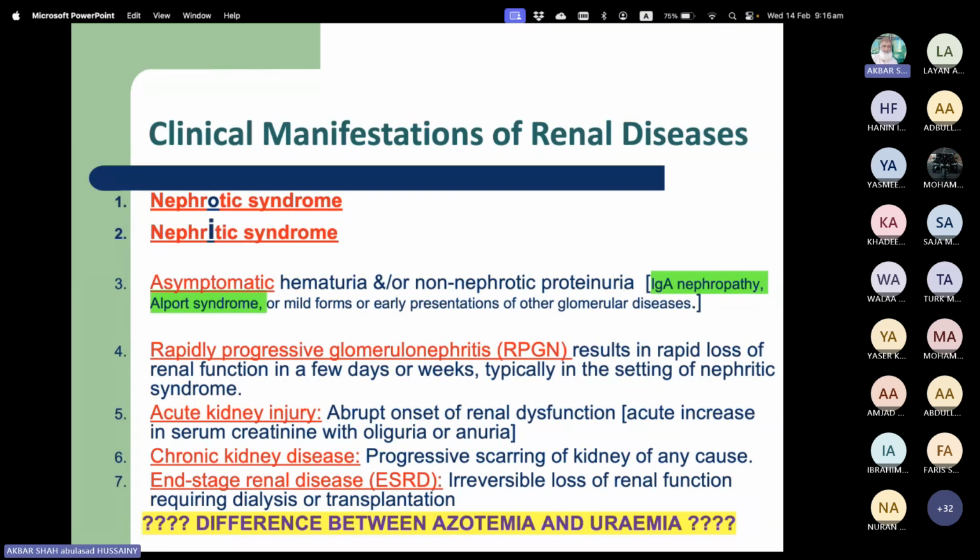We see that the clinical manifestations of renal diseases are many. We all know about the two syndromes, the nephrotic syndrome and the nephritic syndrome, and asymptomatic patients, they have just hematuria or a little bit of albuminuria in some conditions, which are detected by some other methods. Suppose he comes for some other problem and they find that the patient has hematuria or proteinuria.